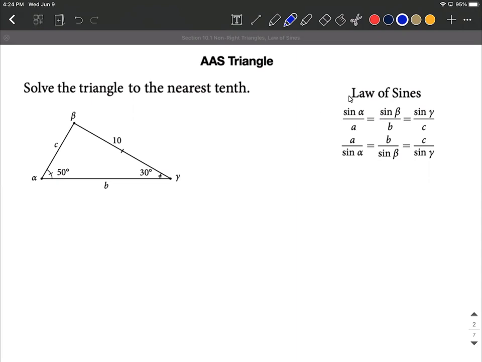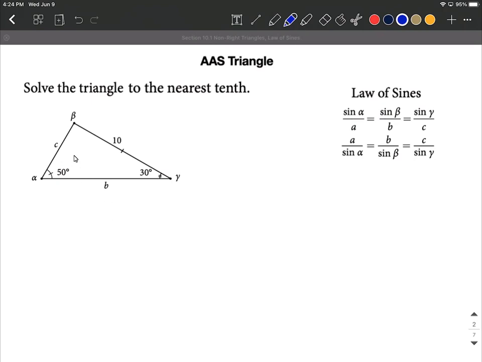We can either use the law of sines, as listed over here on the right-hand side, or perhaps the law of cosines, just based on the information that's given. We can use either one of those when we're given any triangle, but specifically when we don't know that it's a right triangle. Okay, so as we're trying to solve this, we need to find all the angles and all the side lengths.